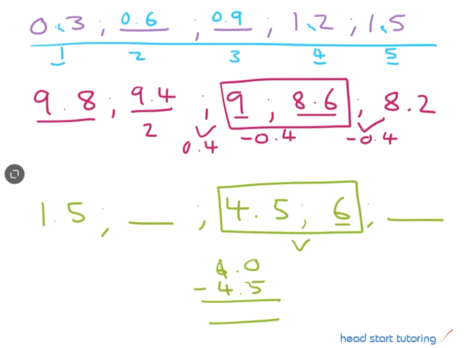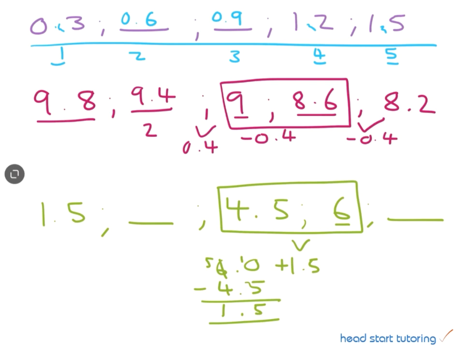We borrow from our 6, and we end up with 10 minus 5 is 5. Bring down your decimal point. 5 minus 4 is 1. So we end up with a difference of 1.5, and we were plussing 1.5 from 4.5 to 6.